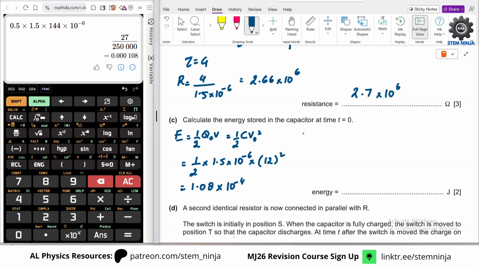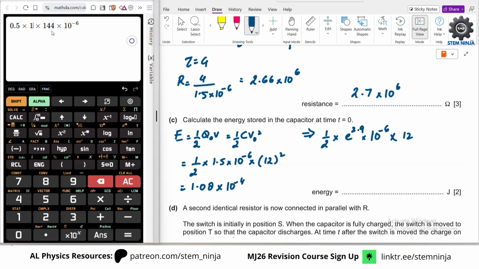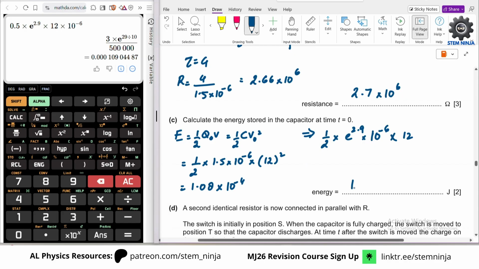We can test it with the other formula also. Half Q naught, so half. This was e raised to power 2.9, which was in microcoulomb, so we need it in coulombs, and 12. As you can see, we're getting the same thing. So 1.1 times 10 raised to power minus 4 joules.